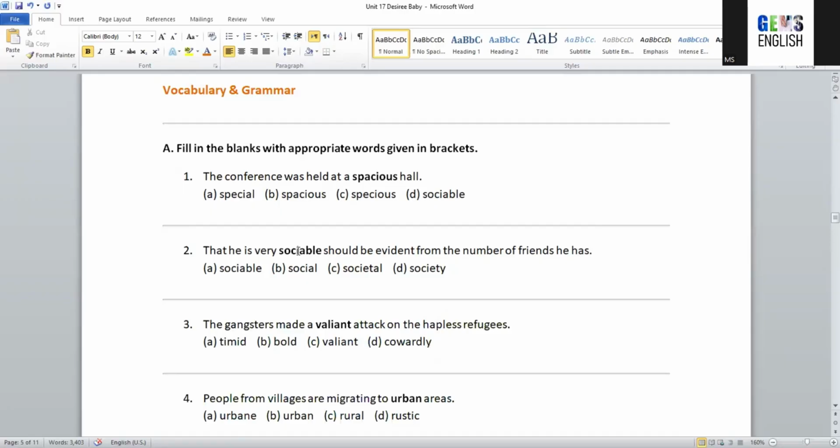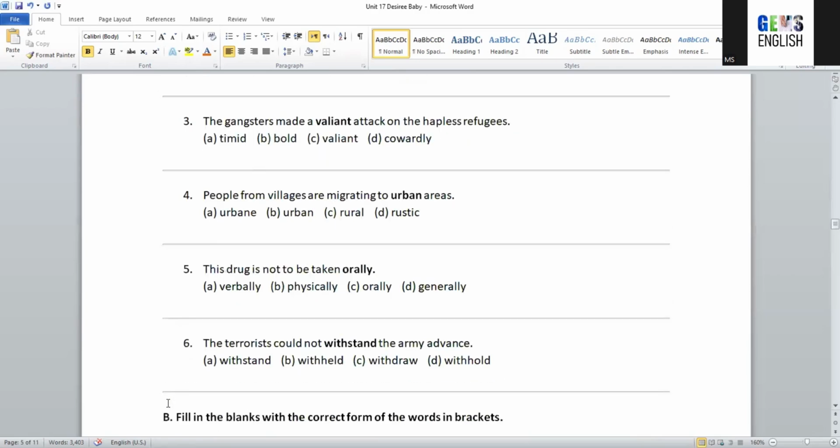A, sociable. B, social. C, societal. D, society. Answer: sociable. 3. The gangsters made a valiant attack on the hapless refugees. A, timid. B, bold. C, valiant. D, cowardly. Answer: valiant. 4. People from villages are migrating to urban areas. A, urbane. B, urban. C, rural. D, rustic. Answer: urban.